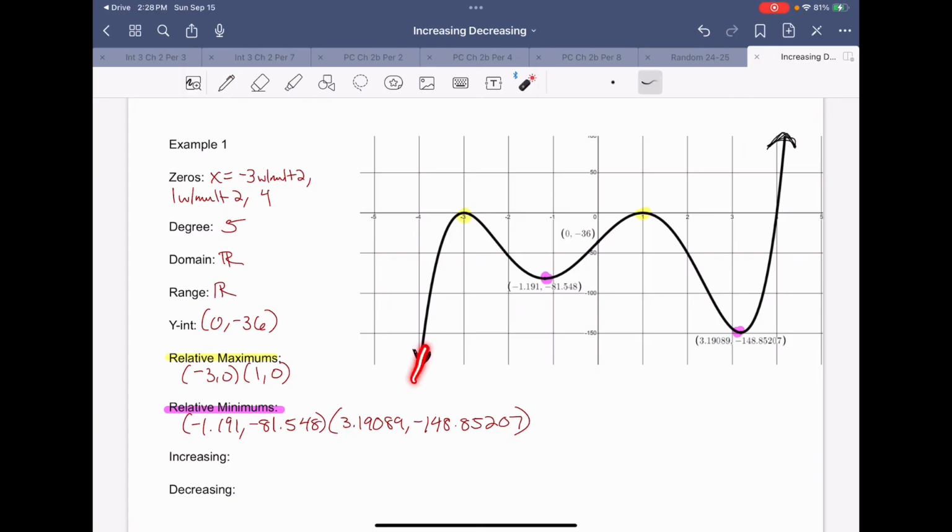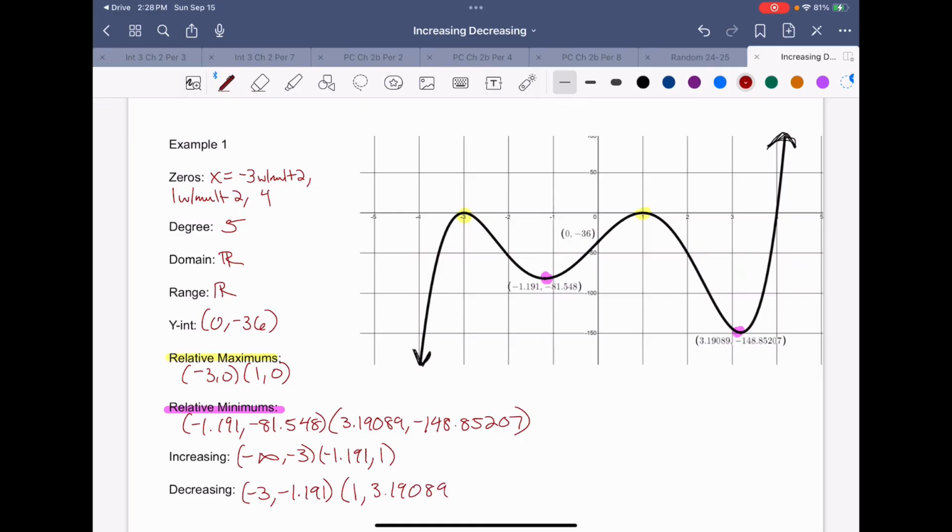Okay, from the left happens to be increasing again from -infinity until -3. Then it's going downhill from -3 until the x value of -1.91. Then it's turning, it's going uphill from -1.91 until 1. Then it's going downhill from 1 until 3.19089. Then it's going uphill from that x value until infinity because it's x values. So here are 2 examples of increasing, decreasing problems that you guys can use to practice.